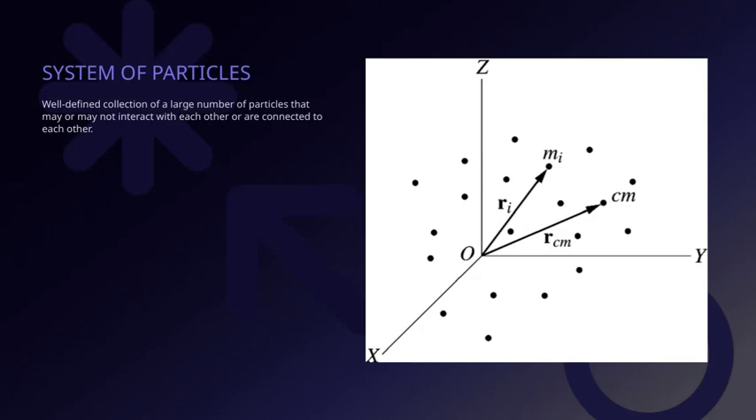Let's talk about a well-defined collection of particles. This means we're looking at a large number of particles that are grouped together in a specific way. These particles may or may not interact with each other, which is an important point. Sometimes, the particles influence each other, and sometimes they don't. Additionally, they could be connected to each other in some manner.